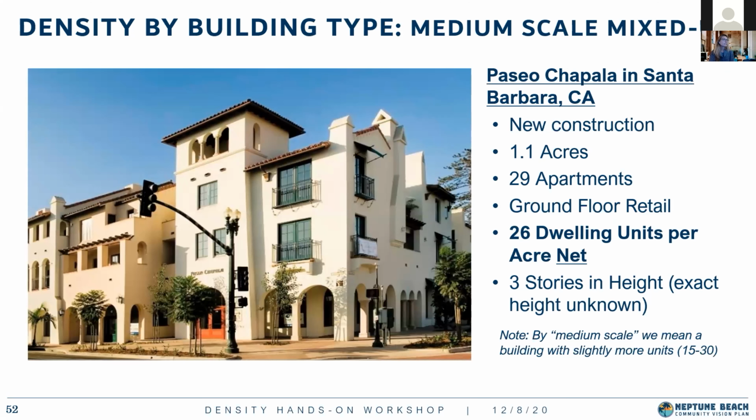And finally, the last one, also medium scale. This is just under 30 apartments, 29 apartments in Santa Barbara. And this one is 3 stories. That's 26 dwelling units per acre. It's actually less than the prior example, even though the scale of the building is much larger. And that's a result of the size of the units and how they're actually configured.